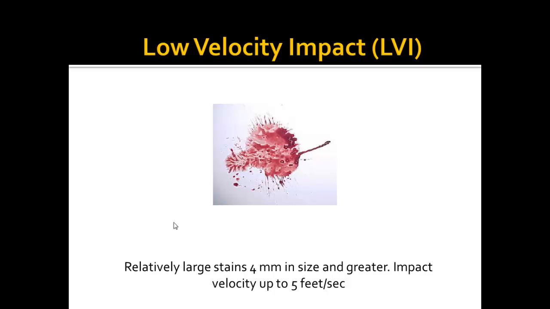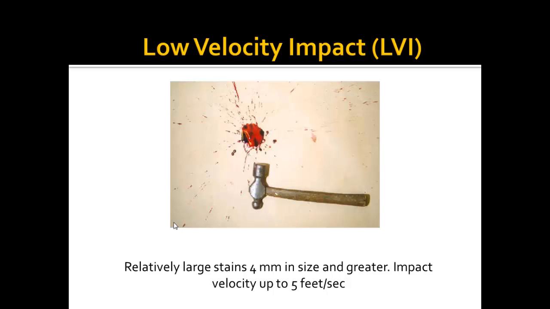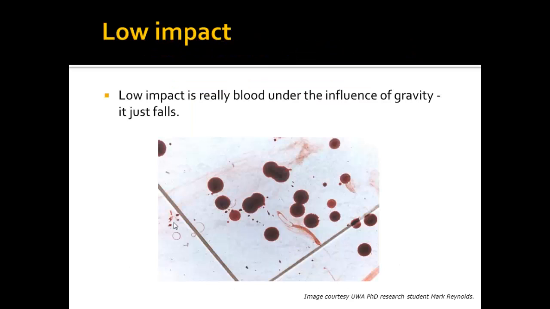Low velocity impact blood drops are from a force that is not all that much greater than gravity. Technically, even gravitational drops are considered low velocity. They tend to be larger drops than a medium or high velocity impact. So here's a hammer just smacking into some blood. That is going to give us low velocity. This will make a lot more sense when you actually see it in class.